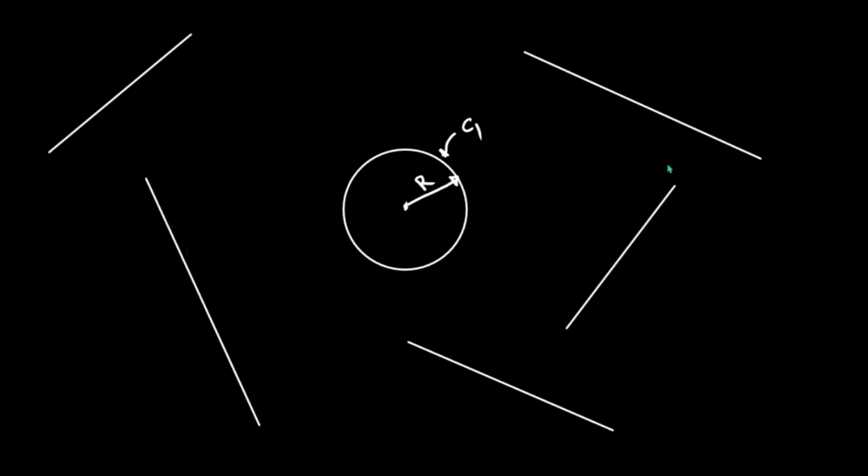Here I have drawn one circle and a few lines. Let's name this circle C1. This is the center of the circle. It has a fixed distance from the center, which we call the radius, R. So the circle is named C1, and the fixed distance from the fixed point is called the radius.